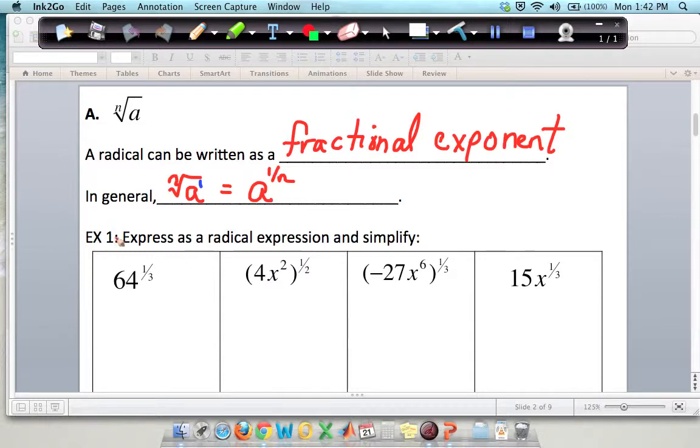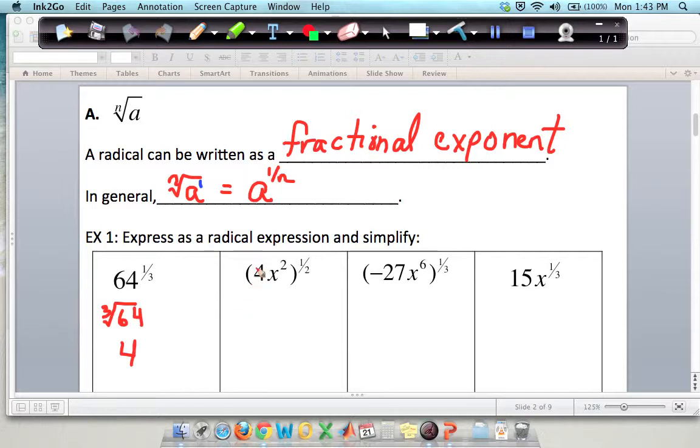So example 1 says express as a radical expression and simplify. So I have 64 to the 1/3 power. This is the same thing as writing it as the cubed root of 64. And then the cubed root of 64 is 4.